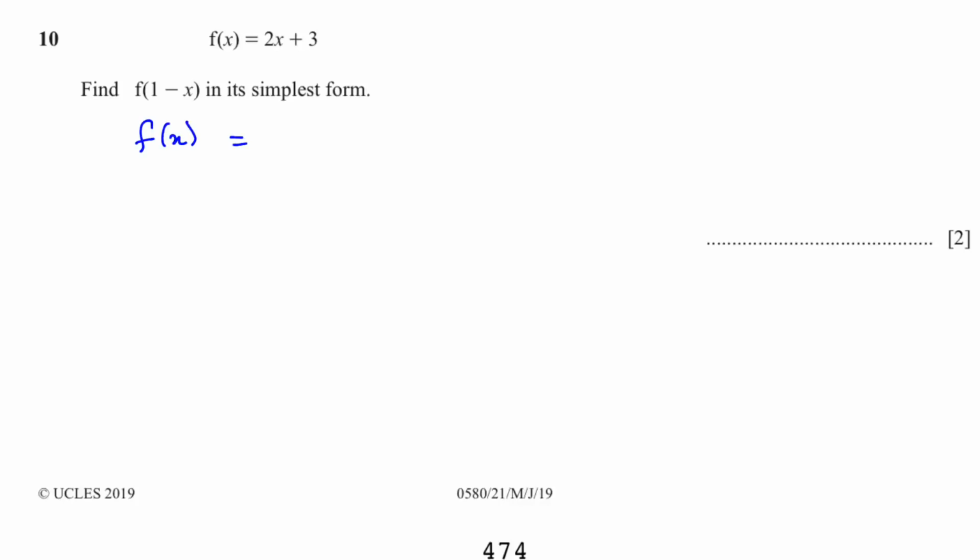The question is f of x is 2x plus 3. So basically we remove this x and we substitute 1 minus x in its place. That will give us 2 minus 2x plus 3. Therefore 5 minus 2x is your answer.